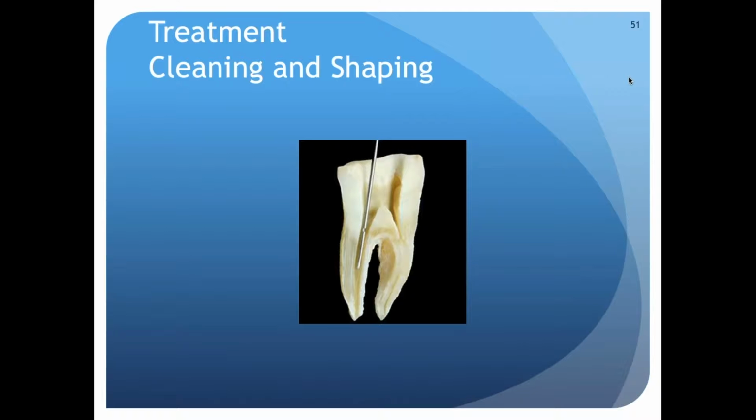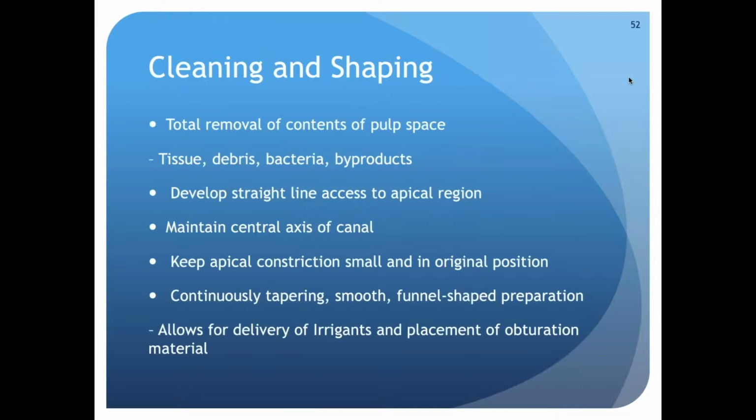Excuse me. So let's talk a little bit about cleaning and shaping. So we are trying to remove all the contents of that pulp space because there's a lot of crap in there: tissue, debris, bacteria, byproducts. We want to get all of that out of there and cleaned. So we want to get nice straight line access and be able to clean coronally to apically while maintaining a central access in the canal. We don't want to be moving our canal all over the place. We want to keep our apical constriction small and in its original position.